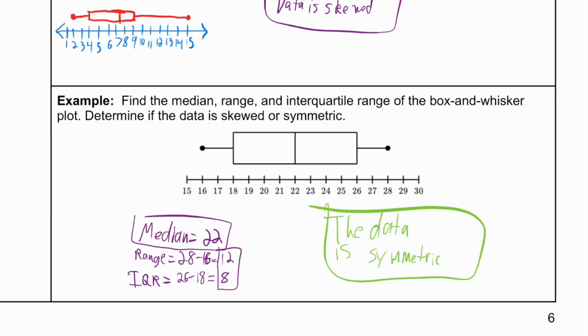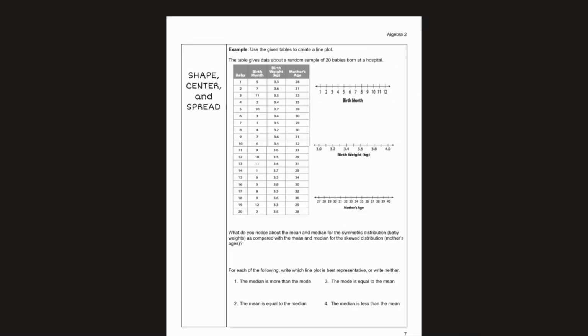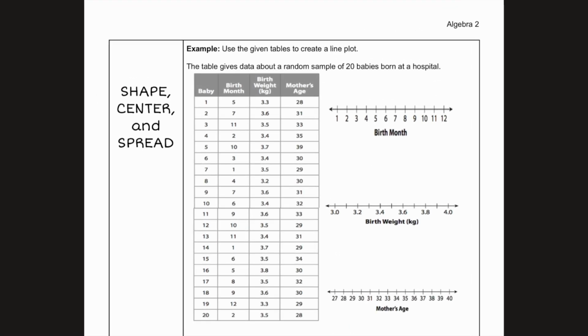Moving on to the next page here. Let's look at shape, center, and spread of the data. And this will help us to look at, once again, whether it's symmetrical or what we call a normal distribution for a curve or a bell curve of data, or skewed, and specifically skewed a certain direction. And so we're going to create what's called a line plot out of data.